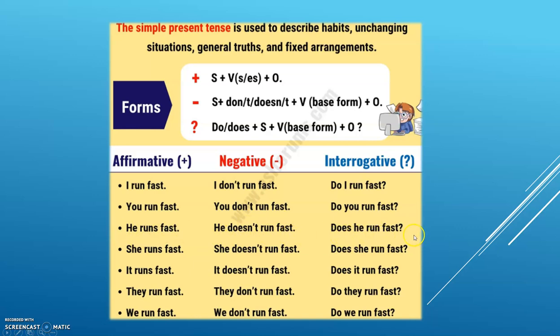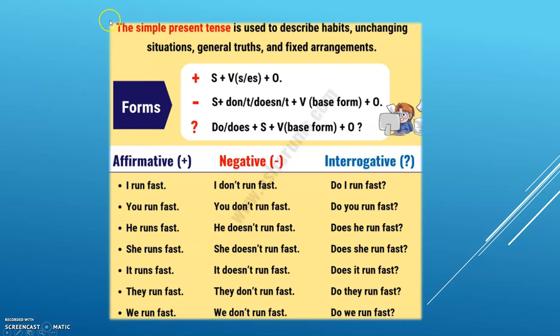Does he run fast? She runs fast. She doesn't run fast. Does she run fast? It runs fast. It doesn't run fast. Does it run fast? They run fast. They don't run fast. Do they run fast? And finally, we run fast. We don't run fast. Do we run fast?